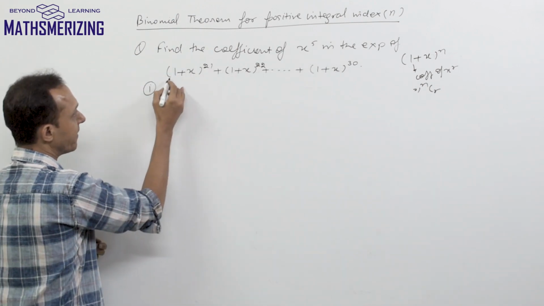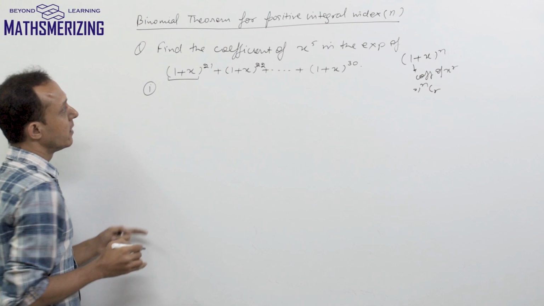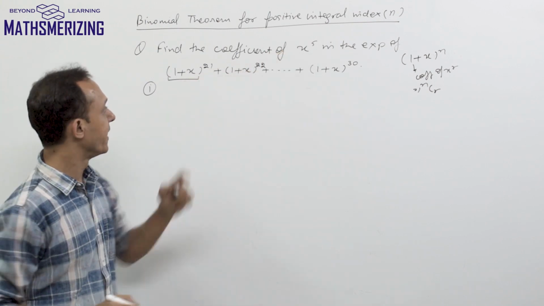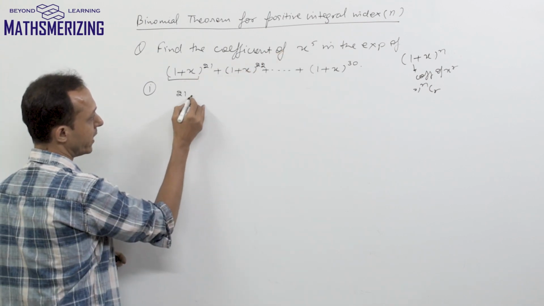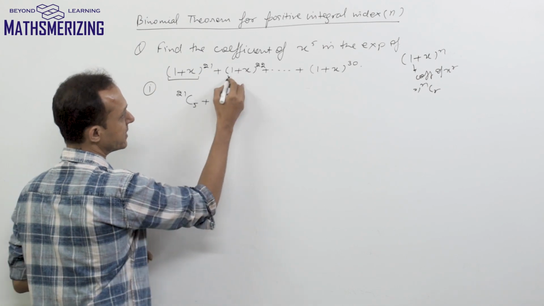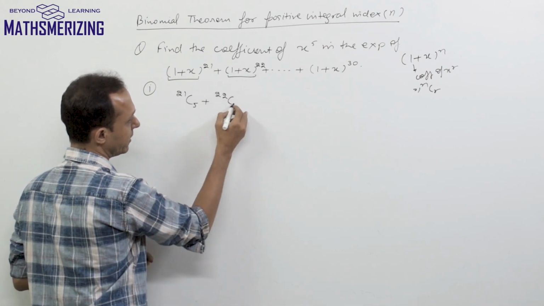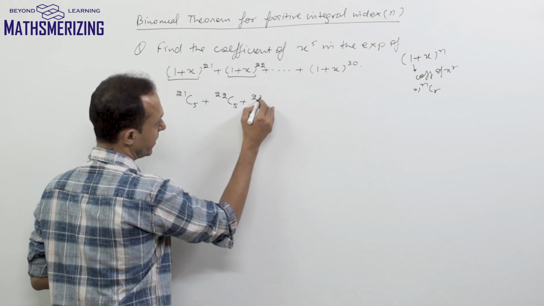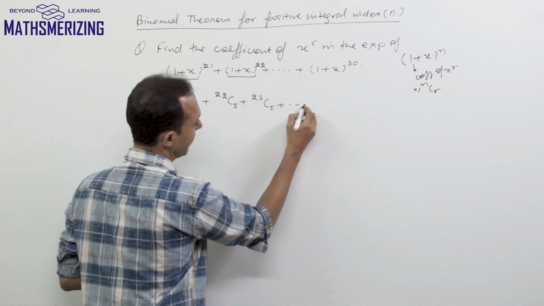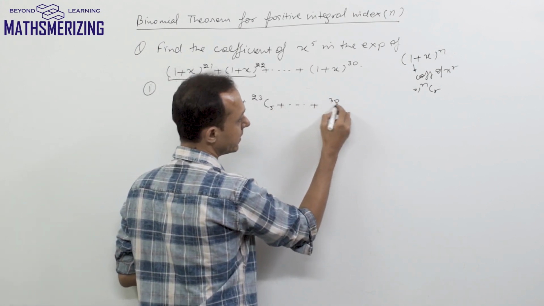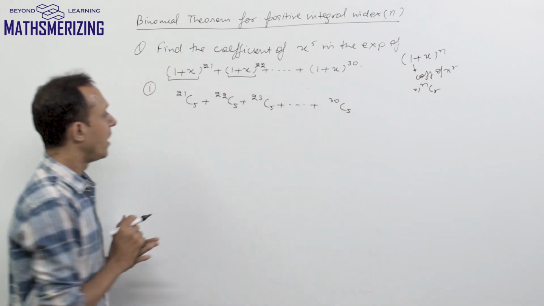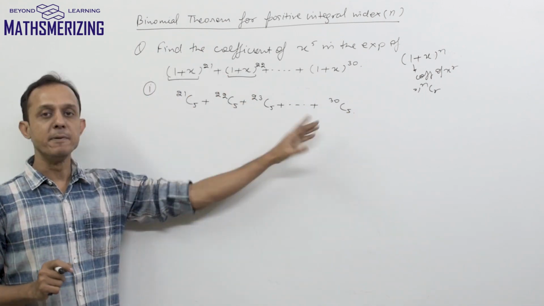So what I'll do is, I'll find the coefficient of x to the power 5 from each. From this one, coefficient of x to the power 5 simply will be 21c5. From the second one, it will be 22c5, 23c5, and finally it will be 30c5. Now I need to find a way with which I can simplify this series.